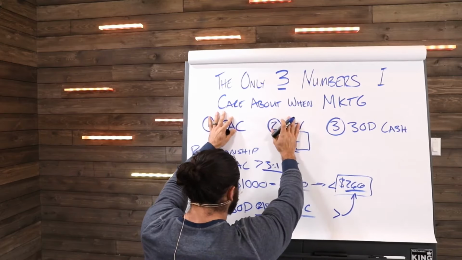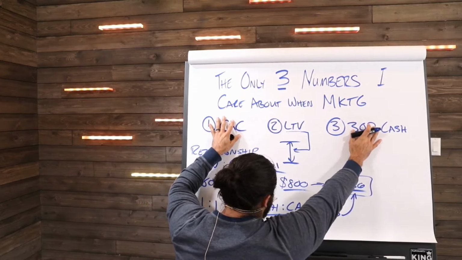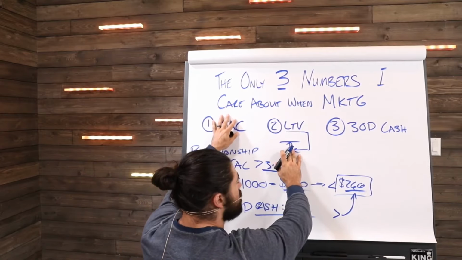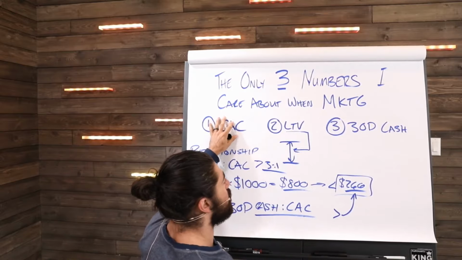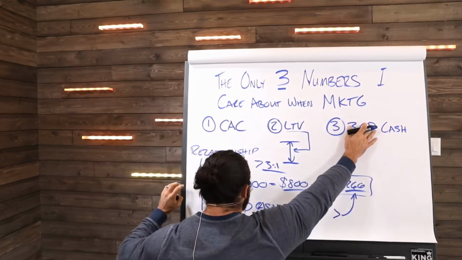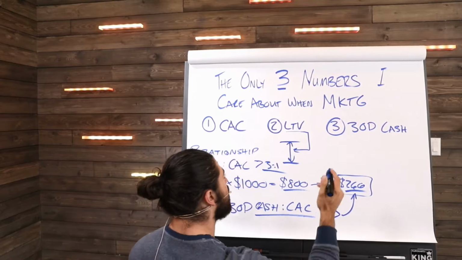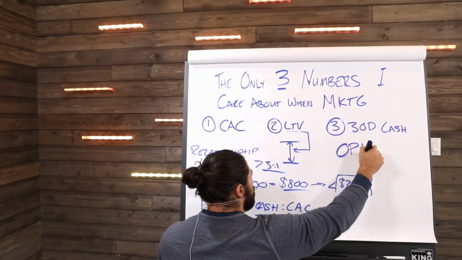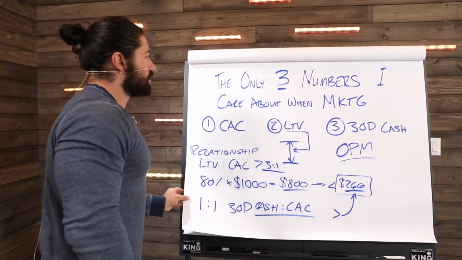What's my LTV to CAC ratio, and what's my 30-day cash to CAC ratio? I want this to be greater than 3 times what it cost me to acquire a customer, and that is how I know I'll have sufficient profit to grow the business. I want my 30-day cash and my CAC to be at least greater than 1 so that I know that I can use other people's money, OPM, to acquire customers. This is what it looks like visually.